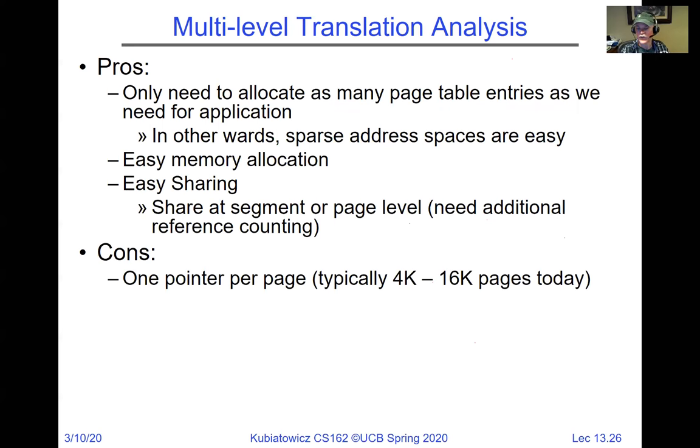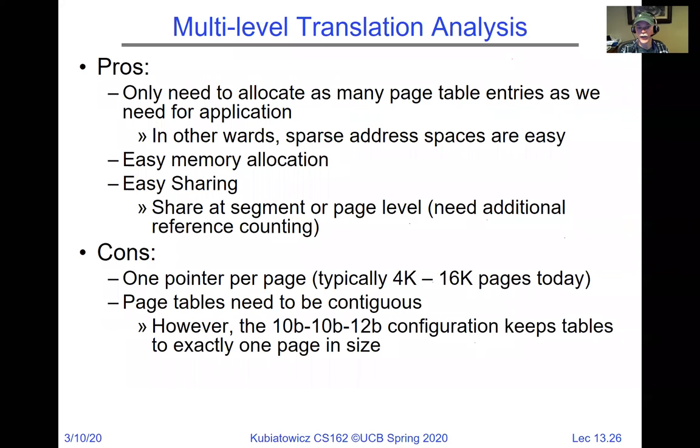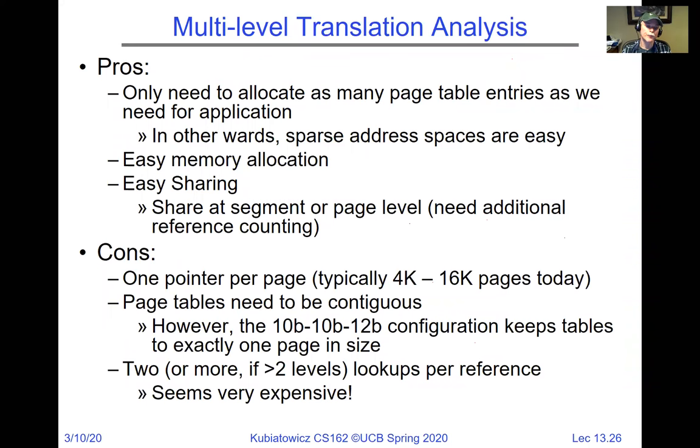Cons are the size is still a little big. We still have a pointer per actual page. Page tables need to be contiguous. Although with that magic 10-10-12 configuration, the page table pieces are all the same size as the page, so it swaps well. And if we have lots of levels, then things get slow really quickly.